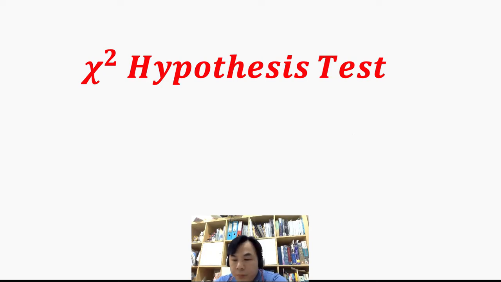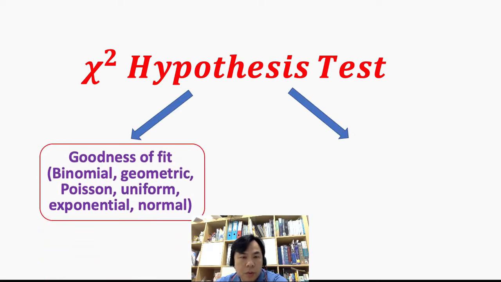Okay, now just to recap, the two main reasons why we use the chi-square hypothesis test are, firstly, we want to check for goodness of fit, to see whether a certain standard probability distribution like binomial, geometric, Poisson, uniform, exponential, or normal could be a good fit to the samples that we have collected. That's the first purpose of using the chi-square hypothesis test.